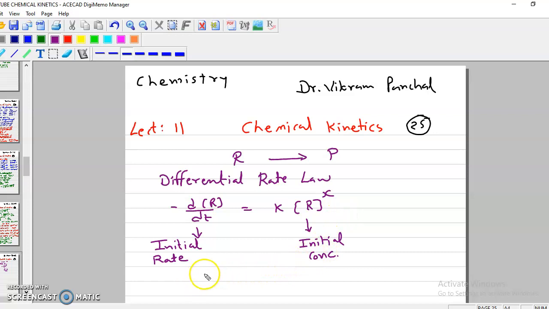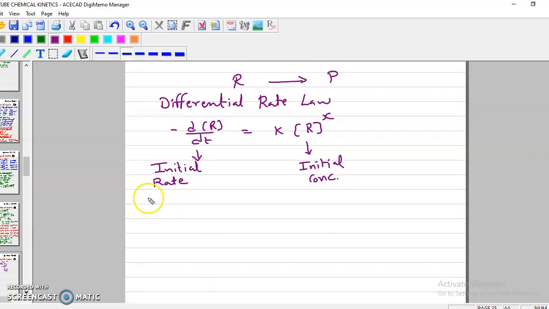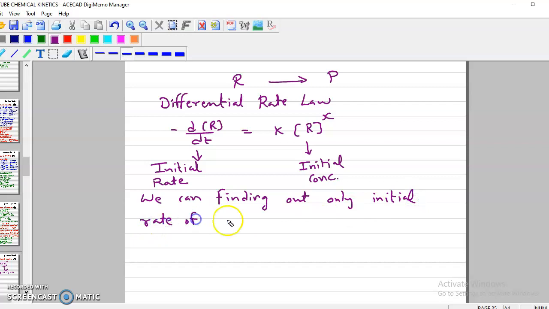So from the differential rate law, what can we find out? We can find out the initial rate of reaction, as we know the initial concentration of reactant. So we can find out only the initial rate of reaction. That's it. Because we know the initial concentration of the reactant.